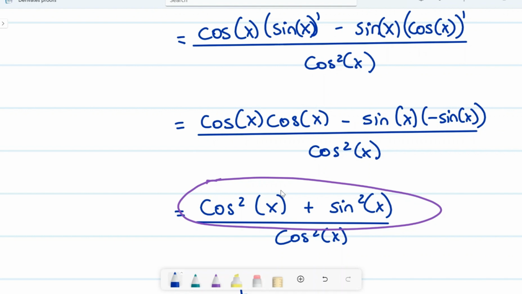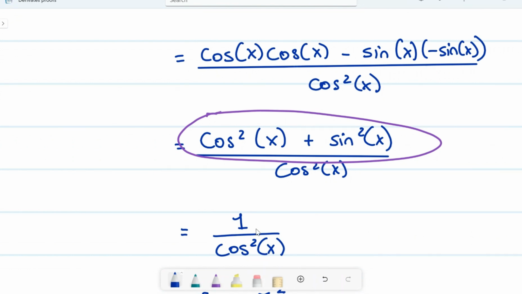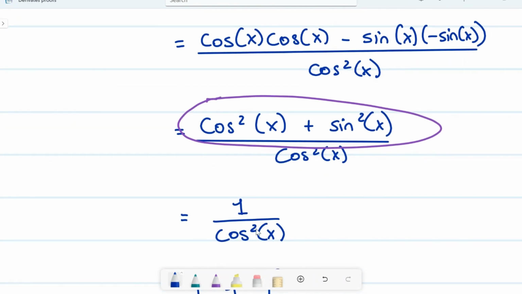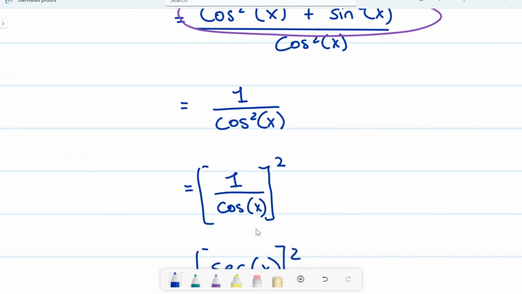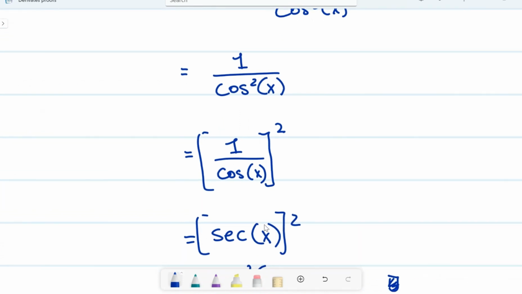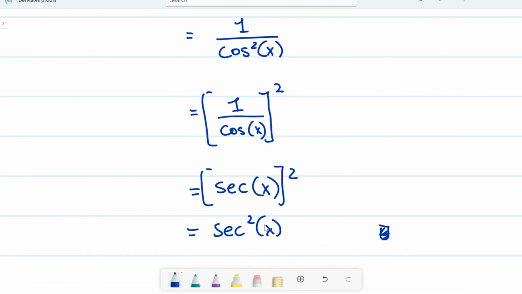And as you might notice, this numerator, which I circled, is a trigonometric identity, because sine squared of x plus cos squared of x is 1. So this is 1 divided by cos squared of x. I will put the squared outside, so 1 divided by cos of x, all squared. And we can rewrite 1 divided by cos of x as secant of x, all squared, which is secant squared of x.